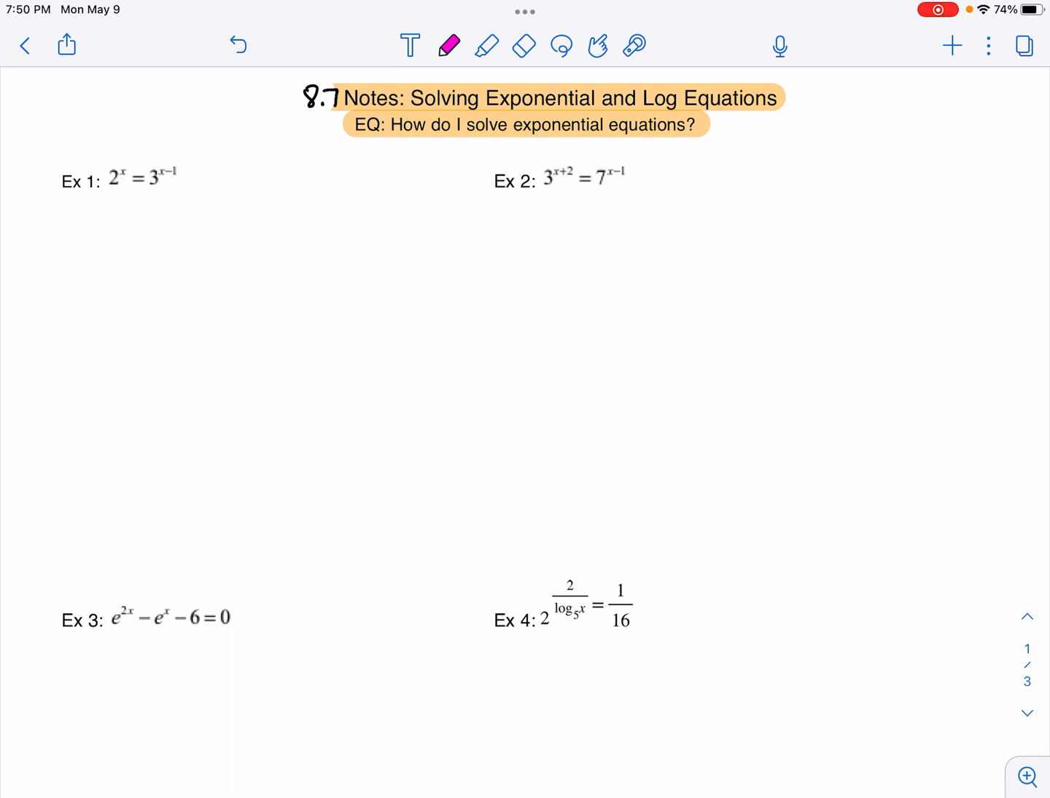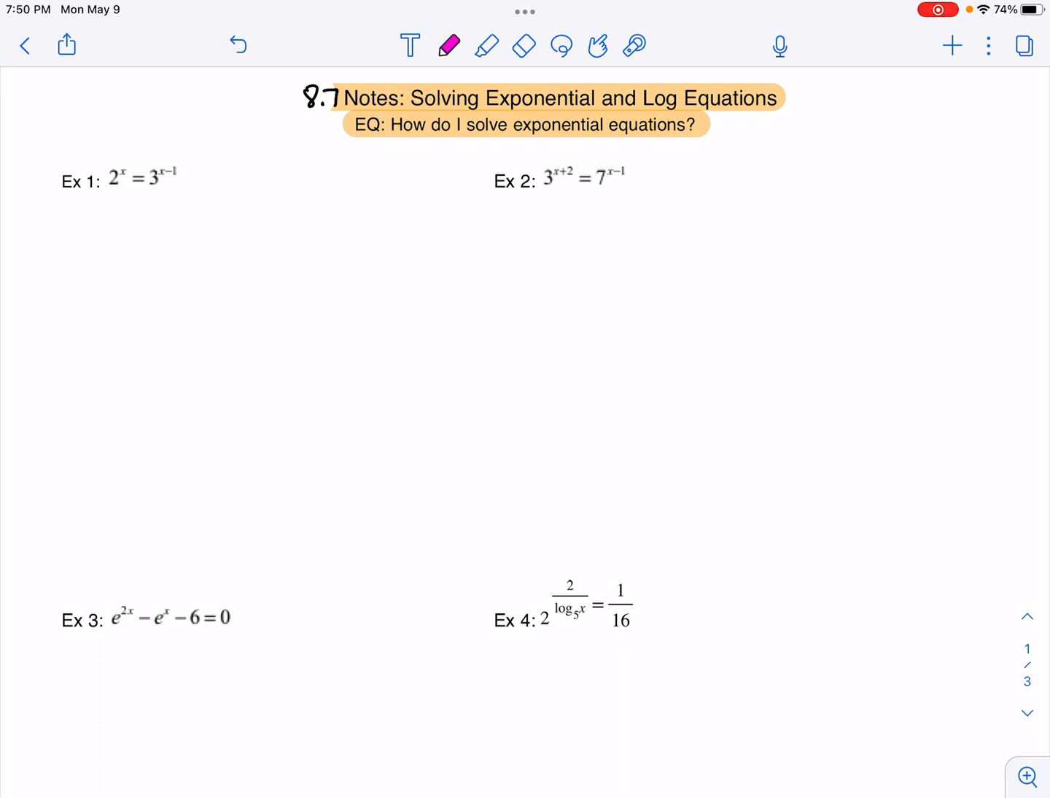So in day 1 of solving in 8.6, we talked about two methods of solving. One is if you can get a log with the same base equaling each other on both sides, therefore you can just set those arguments to the same. Or if it's exponentials, if your bases can be rewritten as the same thing, then you can just set those exponents equal to each other.